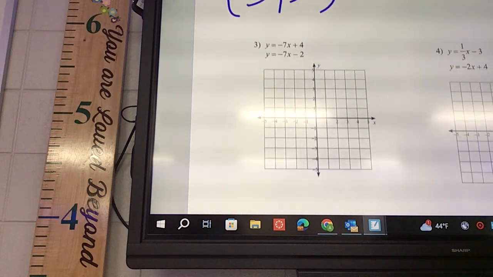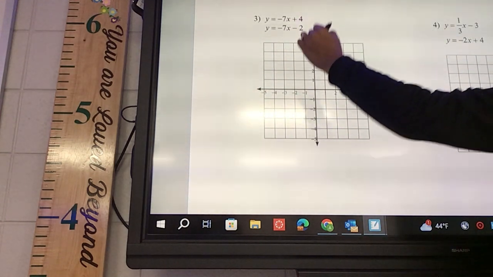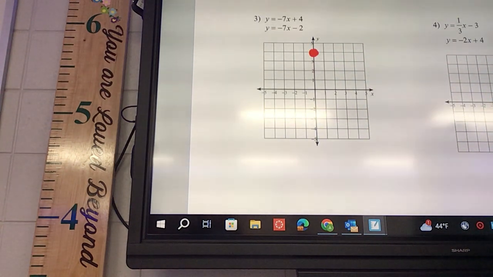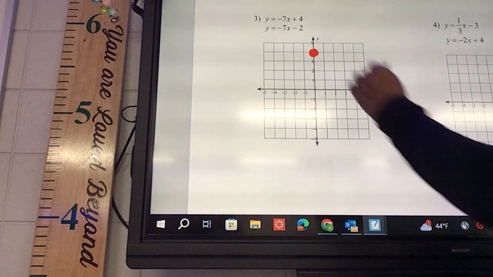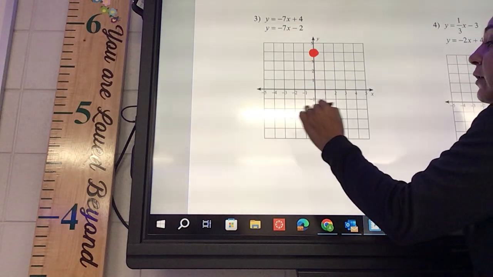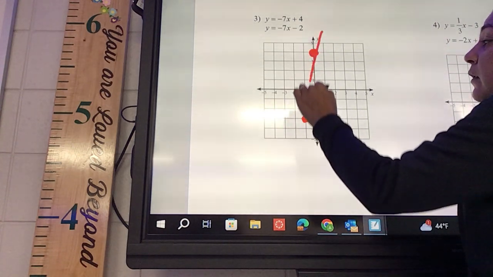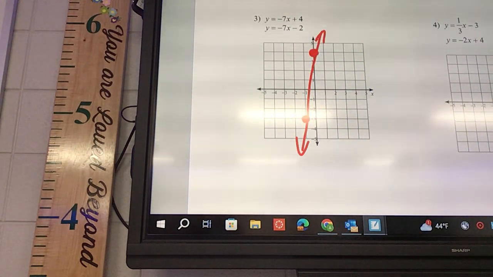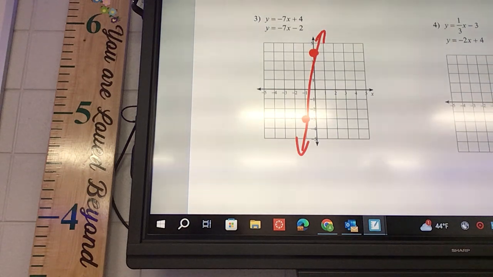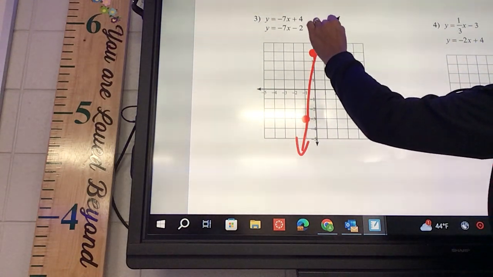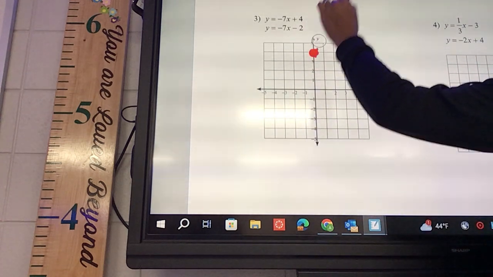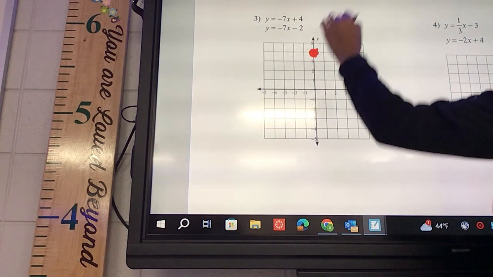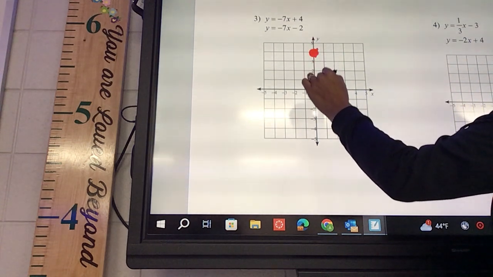Okay, the second one, it starts out at 4. Okay, and what is my slope? -7. Okay, so we're going to go down 7. 1, 2, 3, 4, 5, 6, 7 over 1. Okay, line 2, I did mine backwards. Just kidding. Okay, you do go down 7, but I need to go over 1 the other way because it's -1, 2, 3, 4, 5, 6, 7.